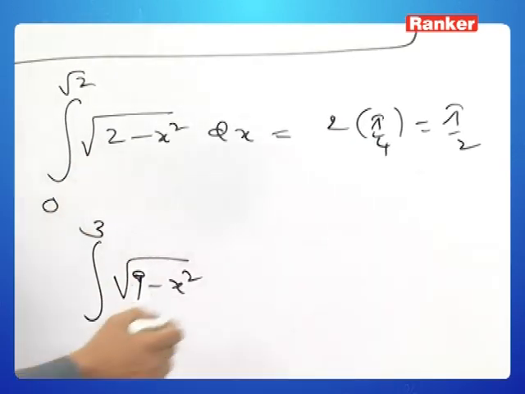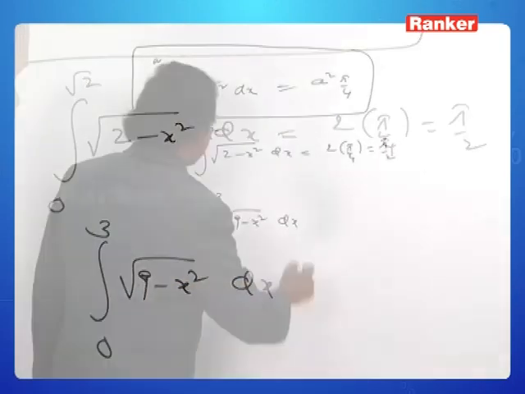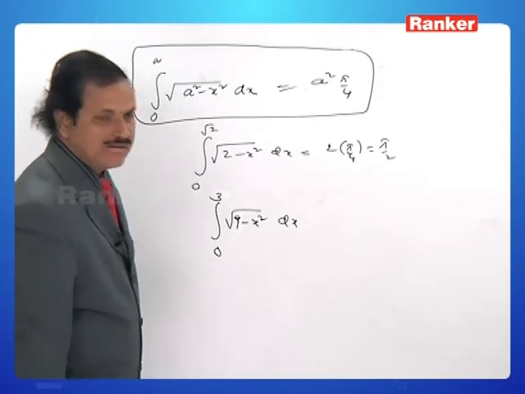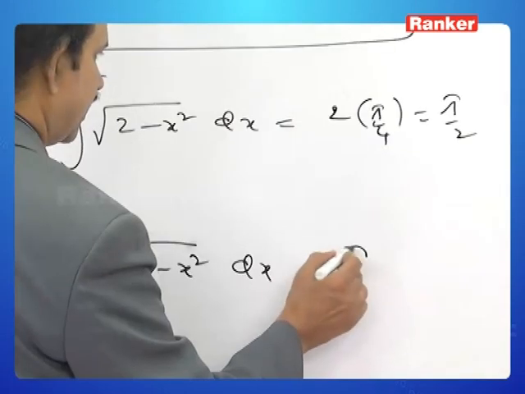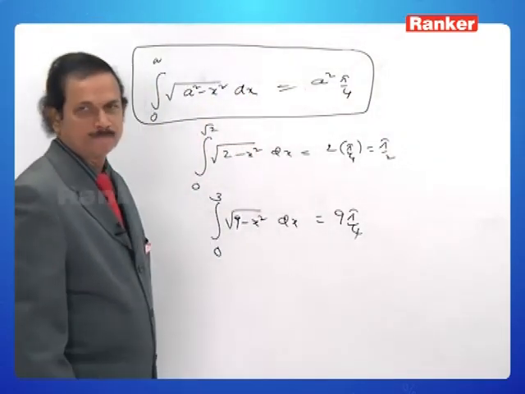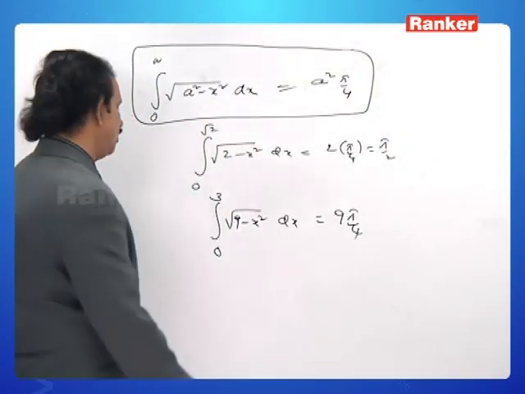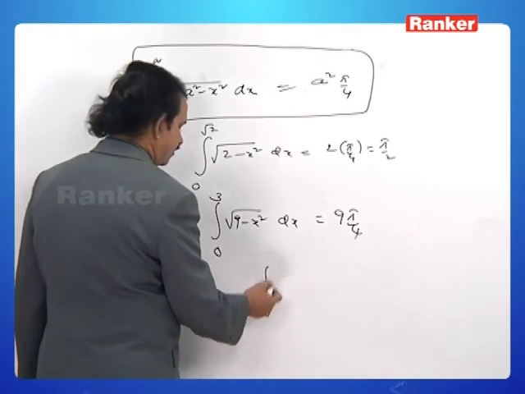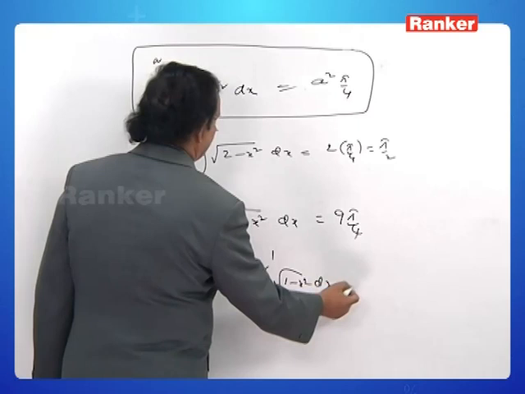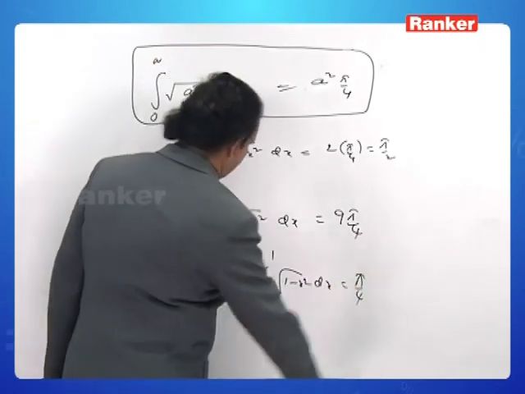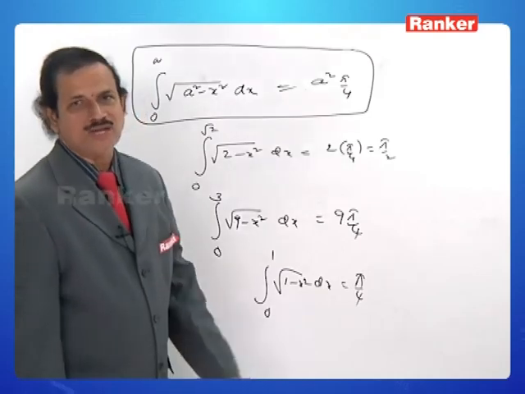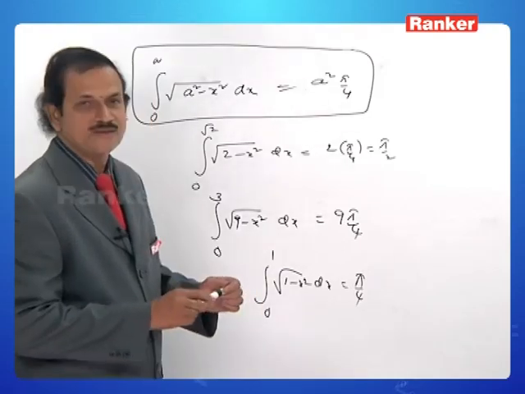Root of 9 minus x square dx. What do you have in the place of a square? 9, and in the place of a we have 3. So the answer is a square pi by 4, that is 9 pi by 4, isn't it? Well, integral 0 to 1 root of 1 minus x square dx is again just pi by 4. Why? Because in the place of a we have 1. This is the standard answer.